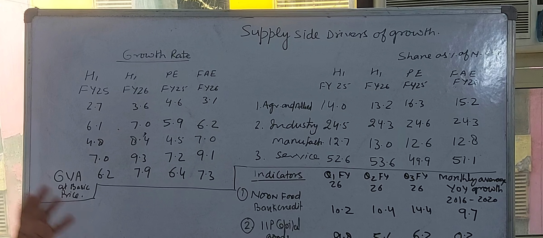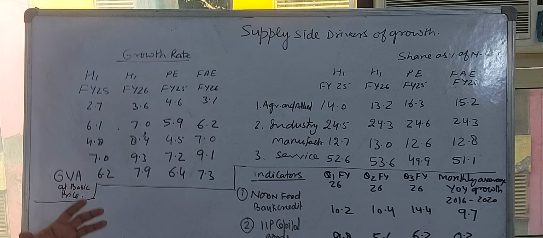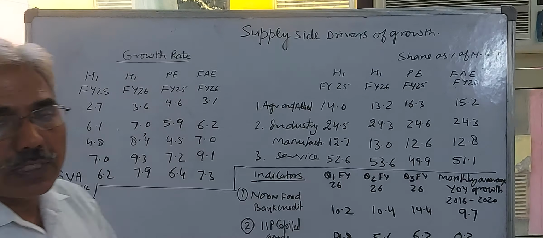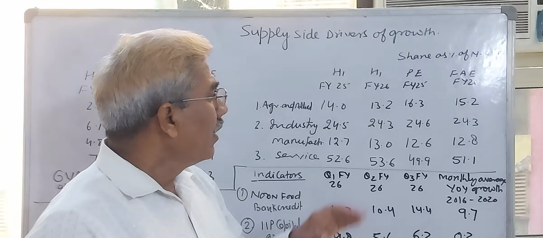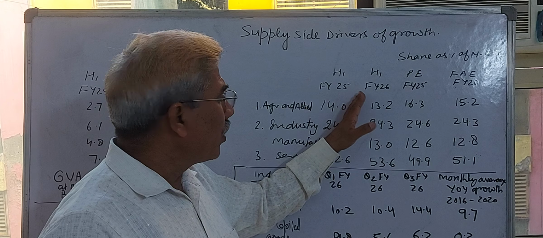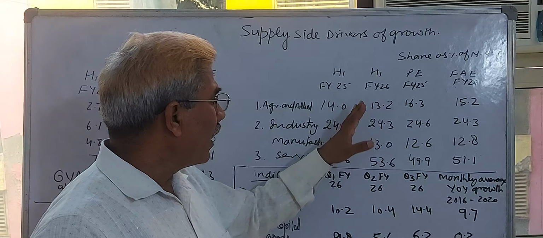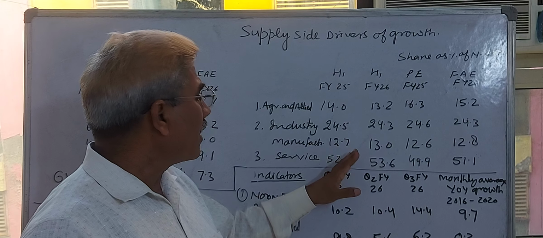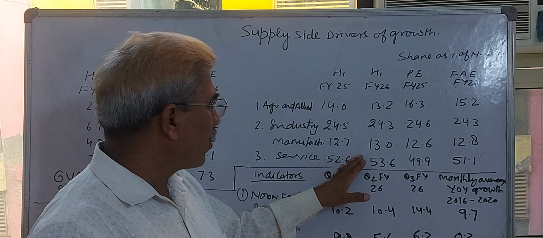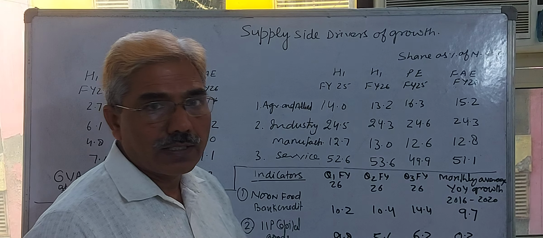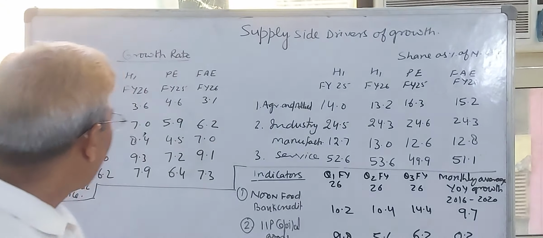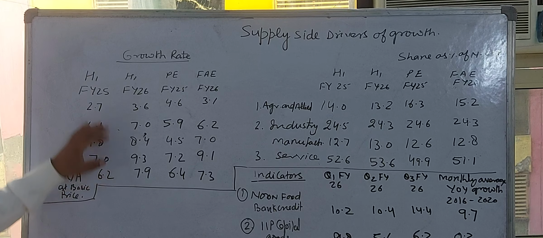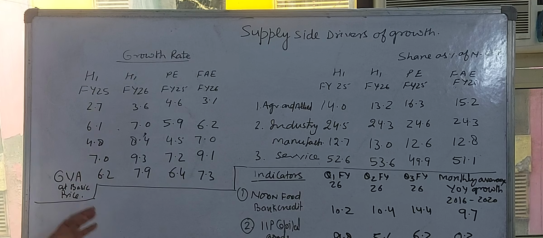And you can understand now, out of total supply chain, or total aggregate supply, agriculture is contributing 14%, industry is contributing 24.5%, and the service sector is contributing 52.6%. The overall growth rate is 6.2% during the first half of this year.